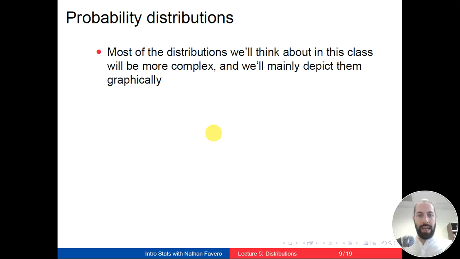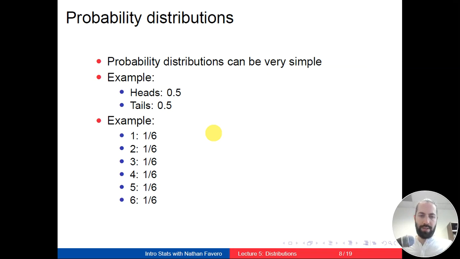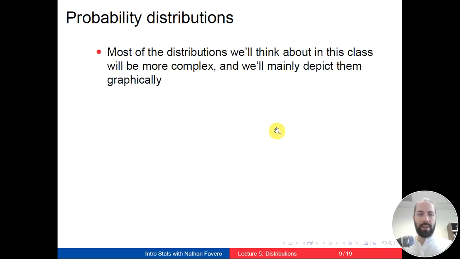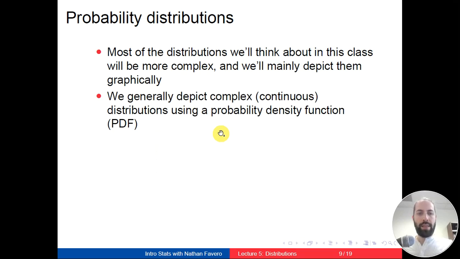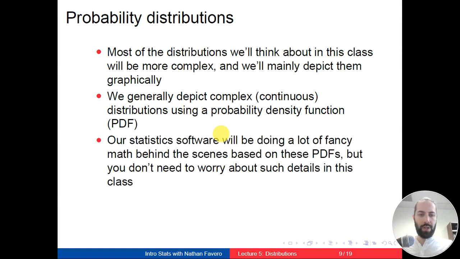Most of the distributions that we care about for the purpose of this class are much more complicated than these two examples that we see here. And because of that complexity, we're going to depict the distributions graphically rather than trying to list them out in exact values. The way that we generally depict complex distributions is to use something called a probability density function. And that's what you saw in the ER example when we had those smooth normal distribution lines. Those were probability density functions. There's a lot of fancy math that goes on in the background to create probability density functions, but we're not going to worry about that in this particular class.